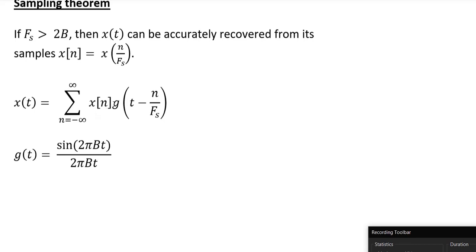Then you're weighting that shifted signal for each n. You're shifting the signal by n over Fs to the right, and you're multiplying that signal with x of n. So for each n, you have this shifted and weighted signal. You're adding up all those shifted and weighted signals to get back x of t. So that's what the sampling theorem says.